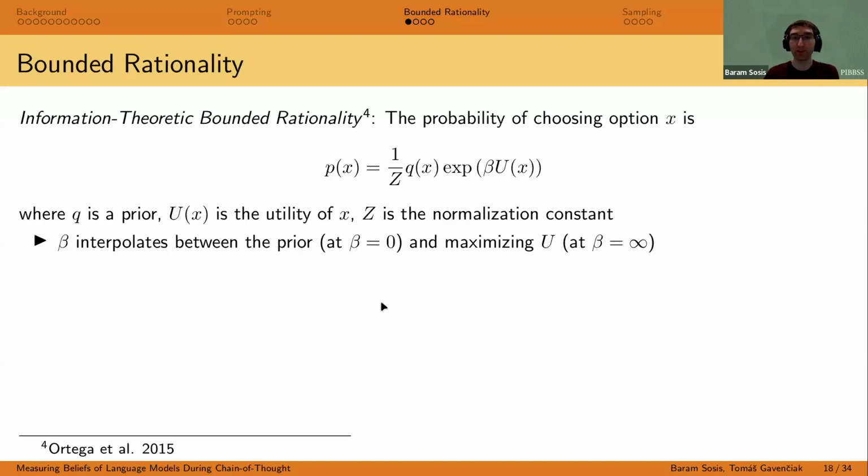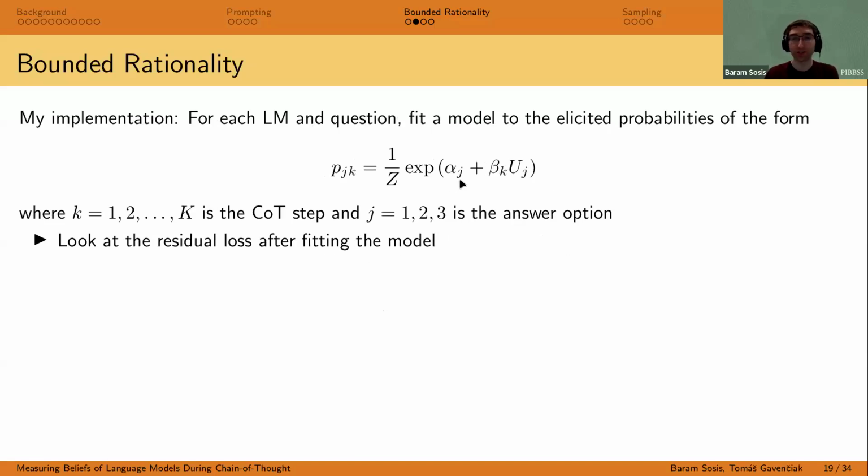The way I implemented this, I parameterized it like this. The alpha parameter is just the prior, which I brought inside the exponential. And then we have the beta and the utilities. The prior alpha and the utility are indexed by the option, right? Each of the answer choices that we have, so 1, 2, or 3. But they're constant over the steps of the chain of thought, whereas beta is the same for each of the options, but varies by step.